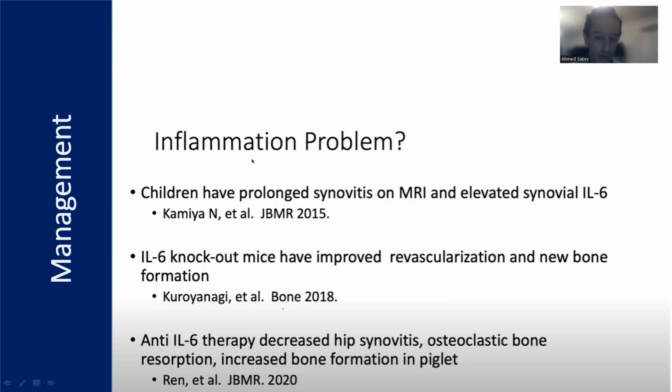Another paper done in 2018 said that interleukin-6 knockout mice have improved revascularization and new bone formation, so the mice can't produce interleukin-6, and hence they had better revascularization compared to other normal mice. And another paper done in 2020 said that anti-interleukin-6 therapy decreased hip synovitis and osteoclastic bone resorption, which is one of the major problems in the fragmentation stage of Perthes disease, and increased bone formation in piglets.